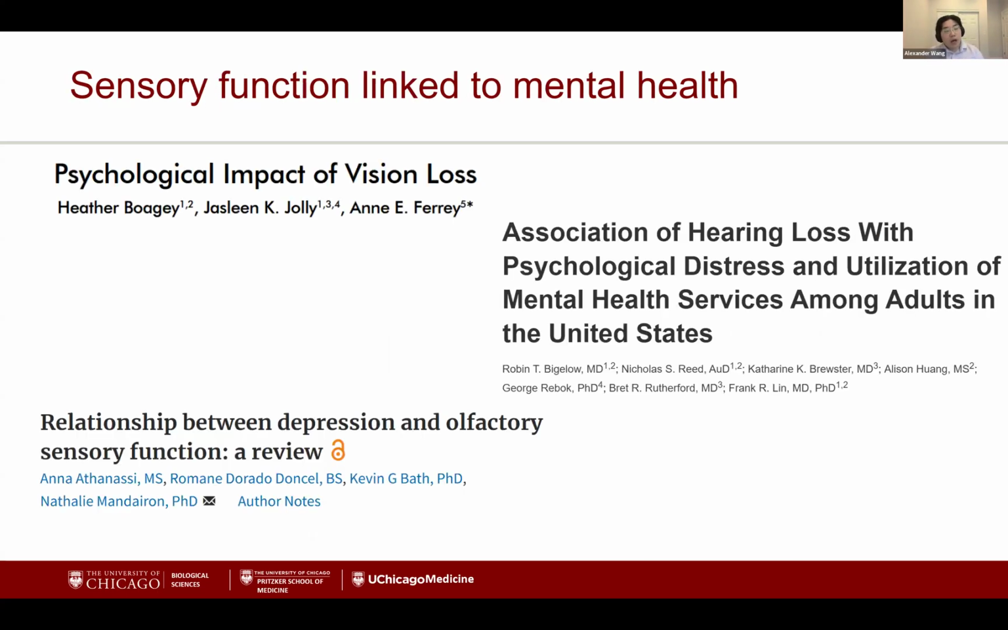All these things considered, we live in an aging society. Older people tend to experience sensory loss, sensory disabilities. And unfortunately, there's been some evidence to show that various types of sensory disabilities may be linked to mental health concerns. Here are just some representative papers that go into that.